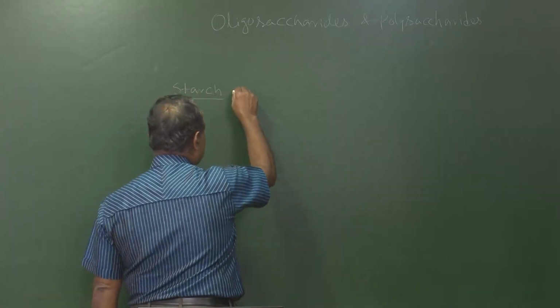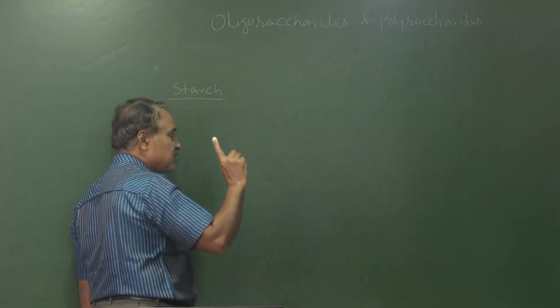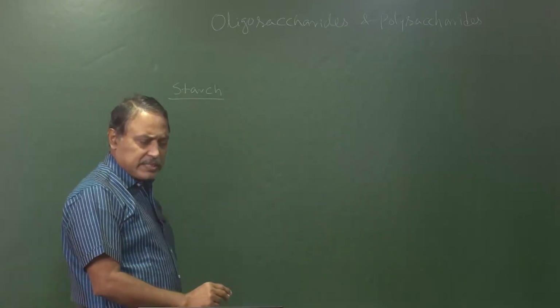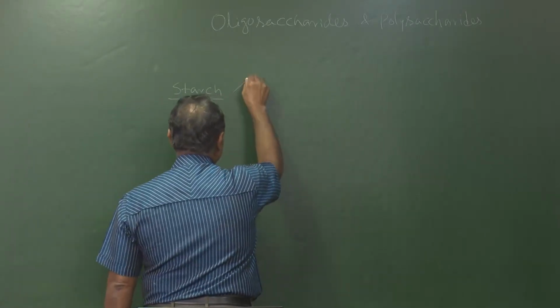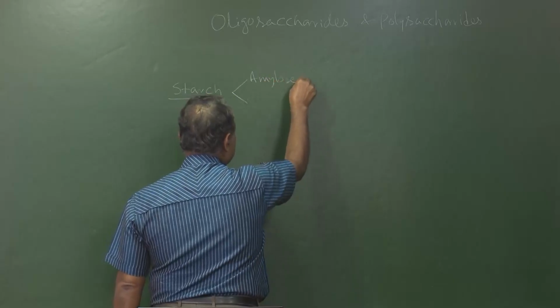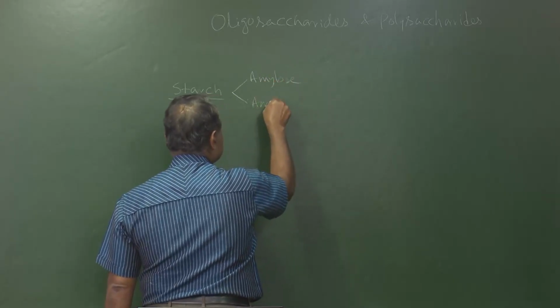Starch as such is not a single molecule. It is a mixture of two molecules. One is amylose and amylopectin.